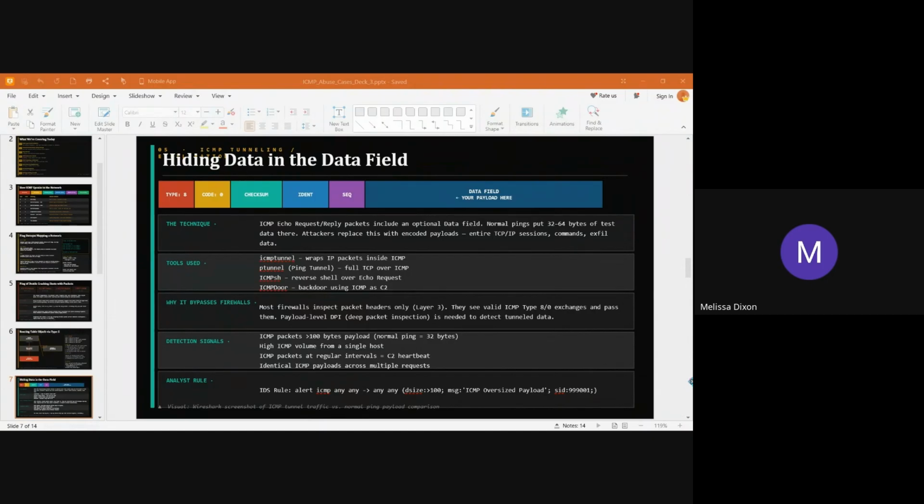Any ideas? I'm sorry, I didn't catch the question. What was that again? Okay, let's say you were an attacker and you knew that the defenders were filtering on dsize of greater than 100. What would you do if you were the attacker?